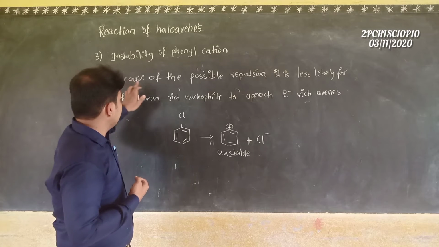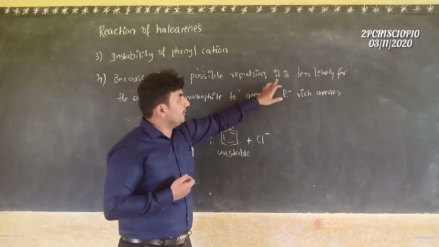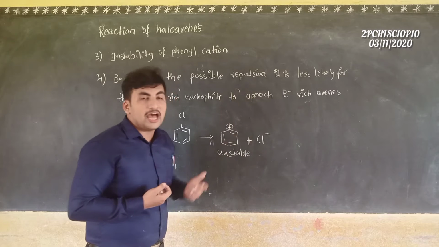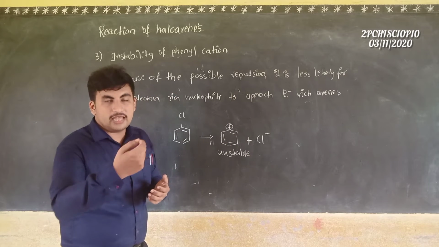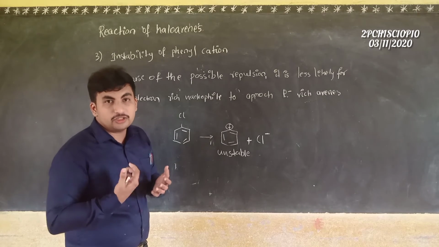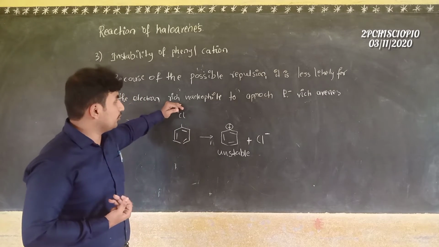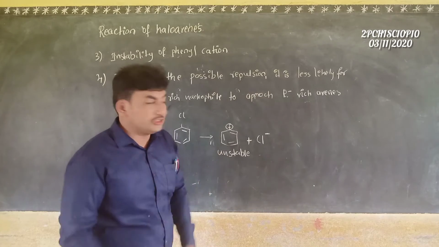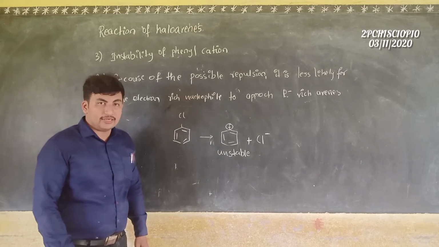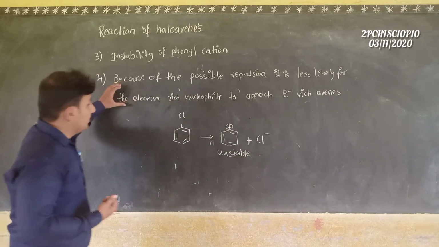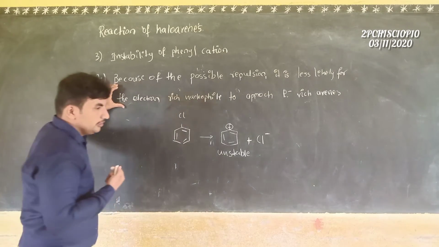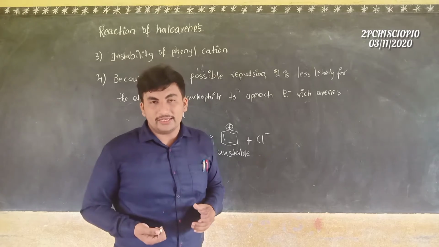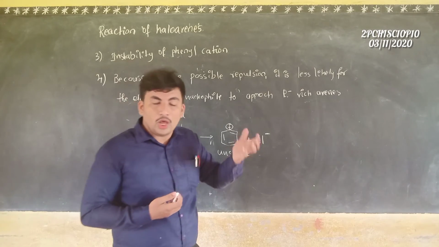And the fourth reason is that because of the possible repulsion, it is less likely for the electron rich nucleophile to approach electron rich arenes. The benzene ring which contains a halogen atom, haloarene, is an electron rich compound, right? So for the electron rich nucleophile to approach the electron rich arene is very difficult. This is the fourth reason why nucleophilic reaction of haloarenes is difficult compared to haloalkanes.